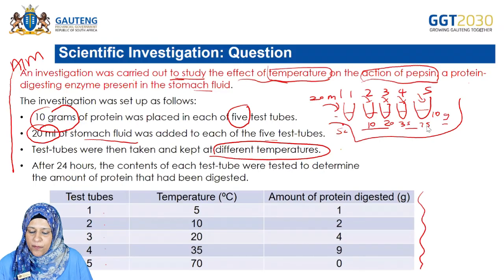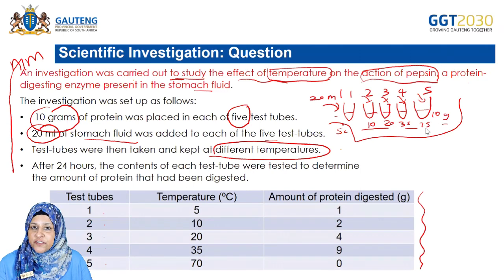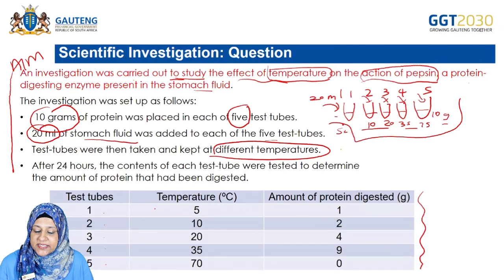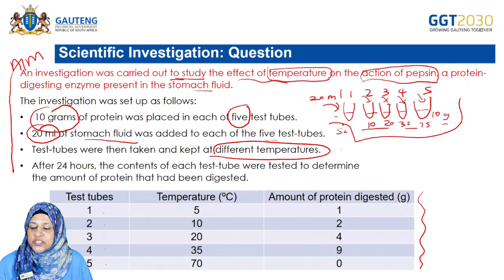Right. So now, let's look at what effect the different temperatures had on the amount of protein that has been digested. So remember that we are now studying the effect of temperature. We are manipulating the temperature. We are changing the temperature, right? And we are looking to measure what is happening or the action of the pepsin. And how are we measuring the action of the pepsin? By looking at the amount of protein that is being digested, because pepsin is a protein digesting enzyme.